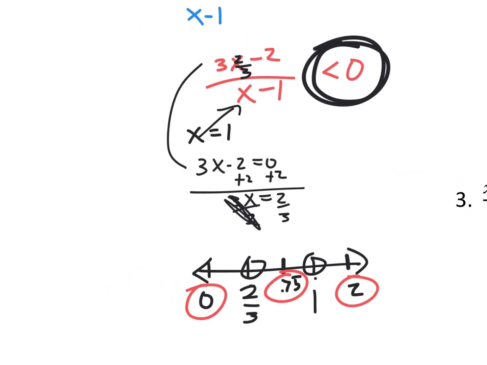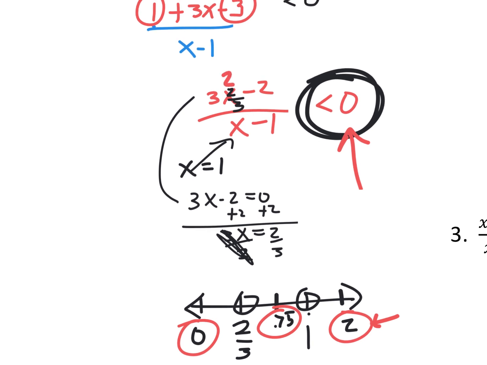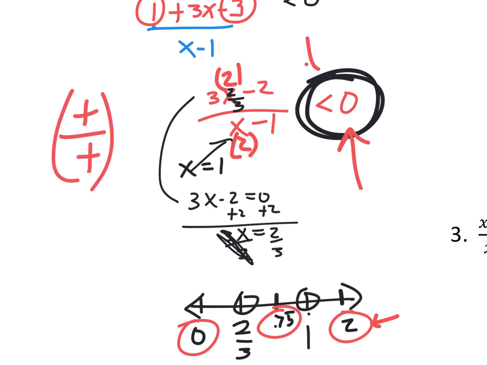See where it comes out less than 0. Okay, I'm going to pause for a sec while everybody gives that a shot. Okay, so I was testing 2 now to see if it works, meaning if it is less than 0 when I put a 2 in. So now I'm going to put in a 2 and a 2, and I get a positive over a positive, which comes out positive. Is that less than 0? No. Cross it off.